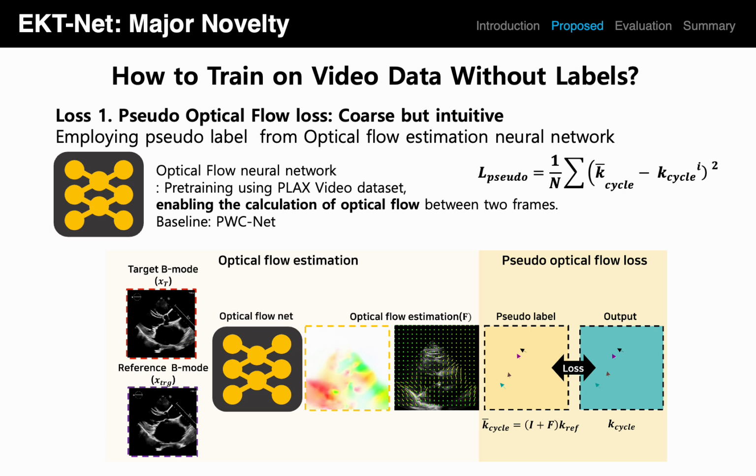The first loss is the pseudo-optical flow loss. We use a pre-trained optical flow model based on PWC-Net to estimate pseudo-motion between frames. This provides coarse but intuitive displacement supervision for the key point trajectory.